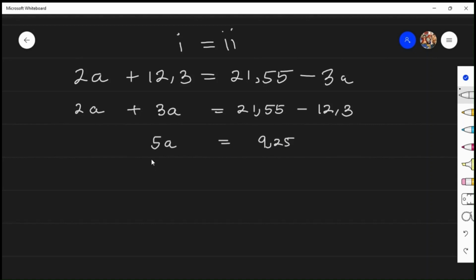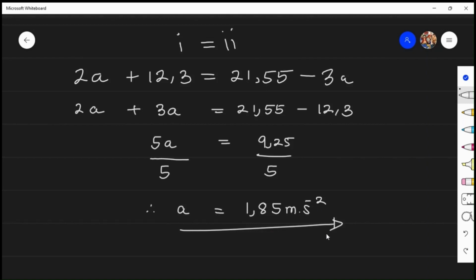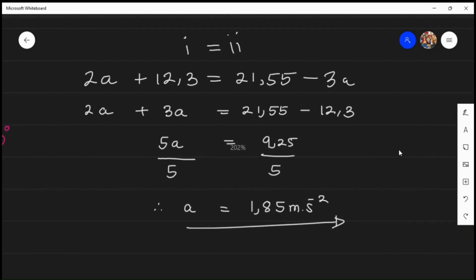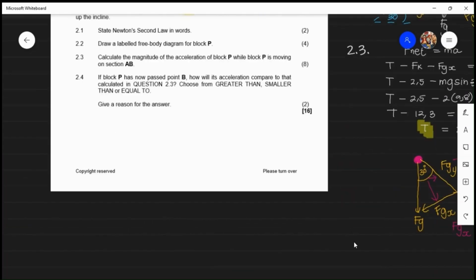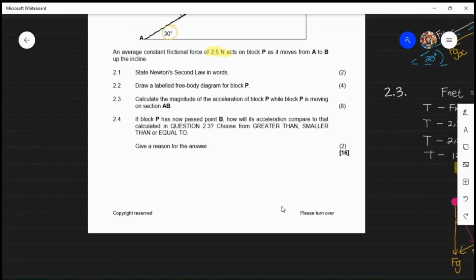9.25. From here, we can divide both sides by 5, and that is therefore going to give us a value of A as 1.85 meters per second squared. Don't forget about the unit of measurement. So that is now the acceleration of block P. Let us move on to our last and final question.